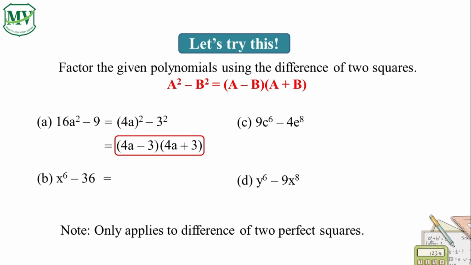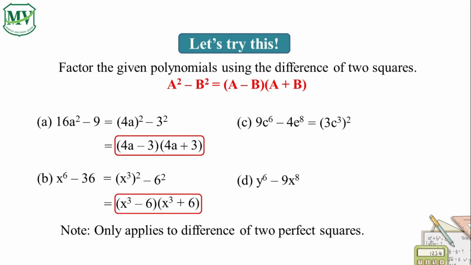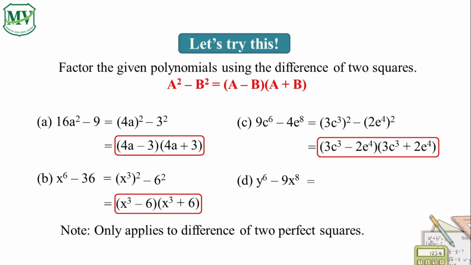Let's go over to letter B. Again, we need to remember that what we need to check first is if the two terms are both perfect squares. Then follow the steps accordingly. Letter C. And lastly, letter D.